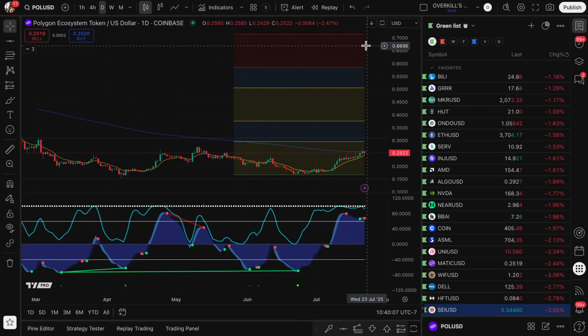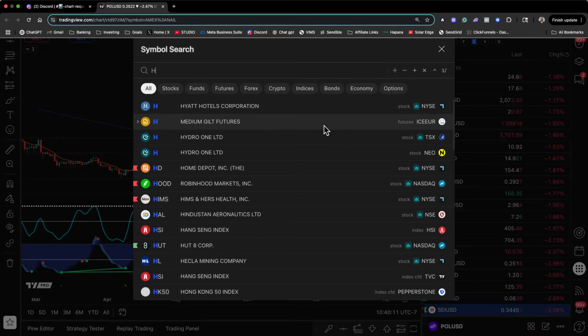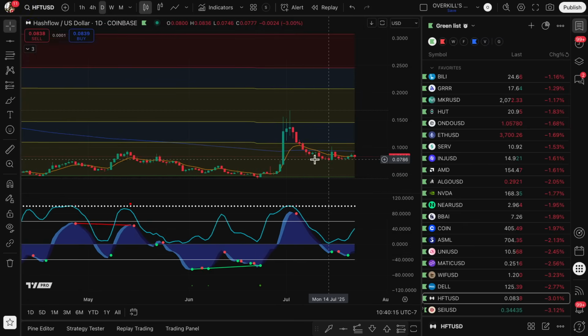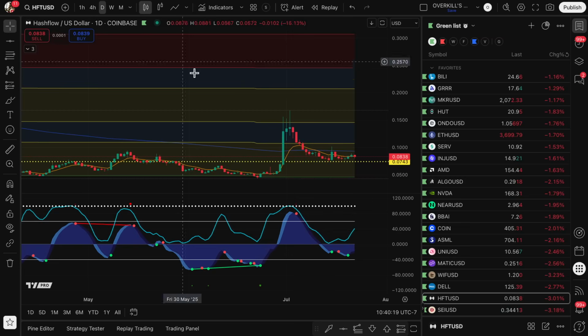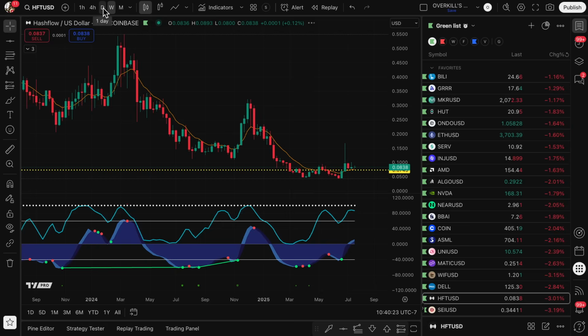Polygon, same thing. Target up here 60 to 70. HFT. I think I saw HFT pop yesterday, an alert in the Discord there. That one's building the base here right around 7 cents. So 7 cents is a big level for that one. The dot is green there on the daily. The monthly is green. So I'd be taking a position on it.